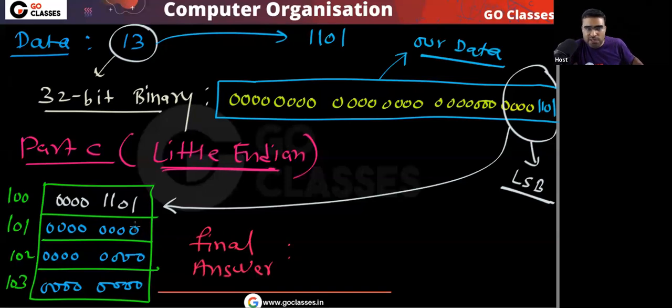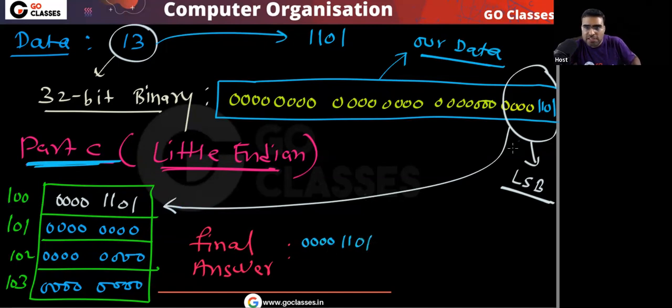This is already given in the question: for your final answer, you have to write that byte at the lowest address, on the left. So your final answer for this part C, what will that be? You start with this. Just write like this. This is your little endian.